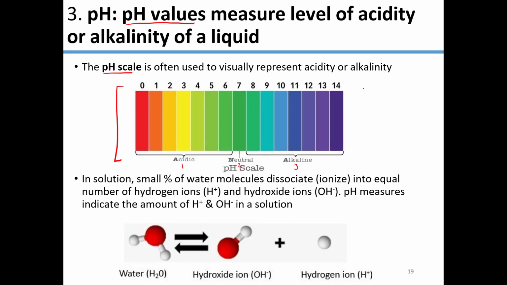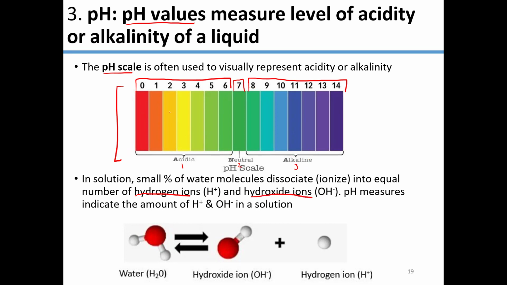And this might look really familiar based upon your previous schooling levels, but basically what you need to know is from 0 all the way to 6 is going to be considered acidic. 7 is going to be neutral. And then 8 all the way through 14 are going to be considered basic or alkaline. And the reason why we have this is because it has everything to do with hydrogen ions and hydroxide ions.